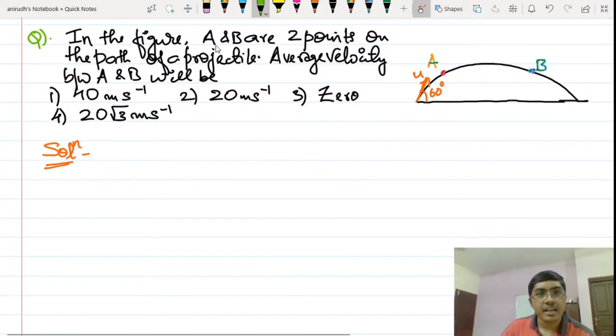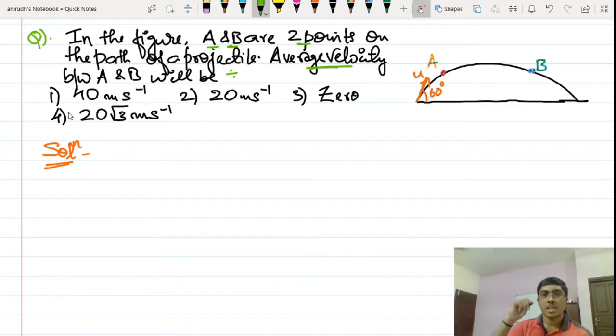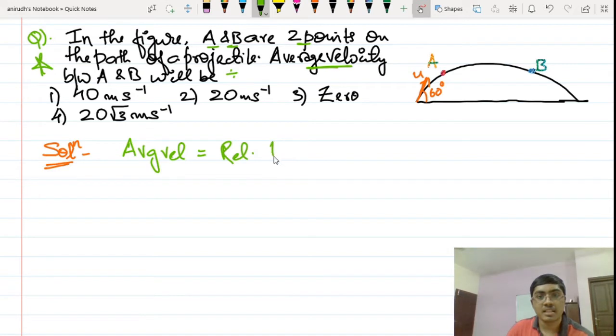Okay guys, in the figure, A and B are two points on the path of a projectile. They have given this point as A and this point as B. Average velocity between A and B will be? So this is the question. We need to find the average velocity of the projectile between A and B. This is a very important question. If you know the concept, then they are giving you a direct sure shot hit for the exam. This is a very simple question, provided you know the concept. So what is this? You know that average velocity is equal to the relative displacement.